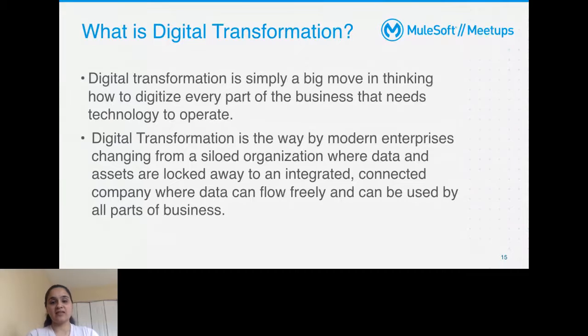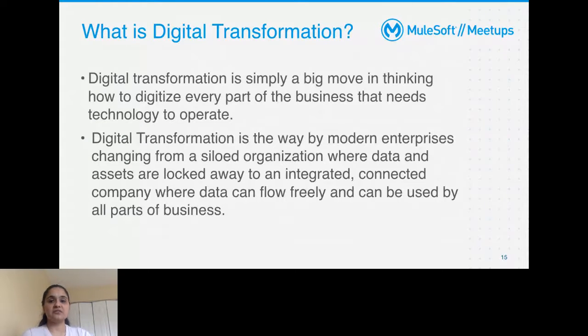So basically, digital transformation is the process through which CIOs can change their organization, making the data and assets that are locked in the organization accessible. They make the integrations in such a way that the data is connected with every part of the company and can flow easily, accessible throughout the organization, to the business, to the partners, to the vendors, to the employees who need that data. So every part of the organization can easily access the data.